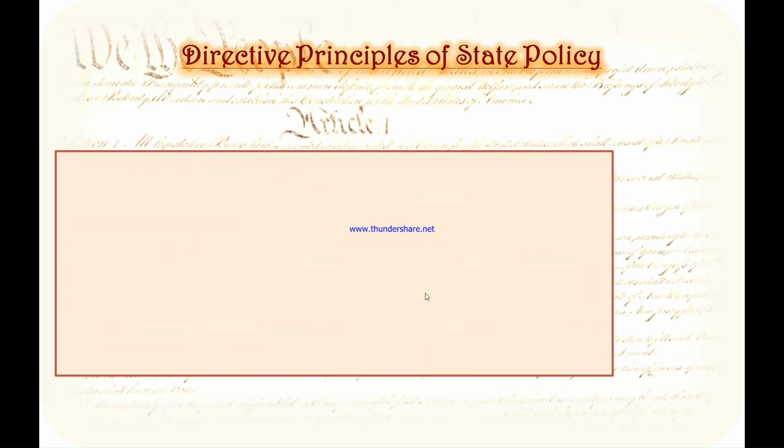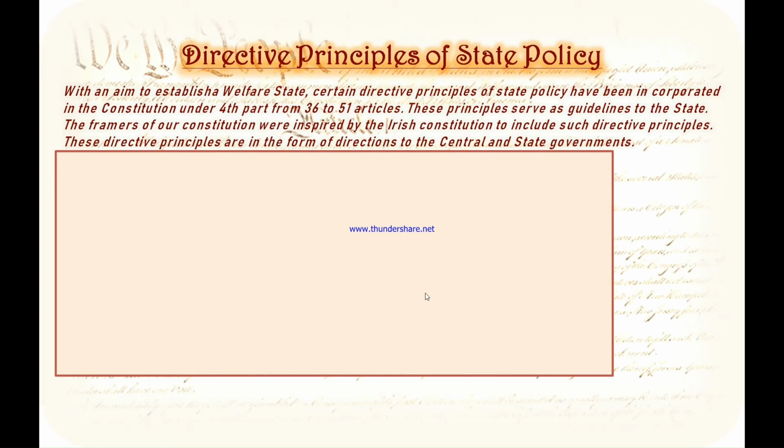Now let's move to the Directive Principles of State Policy. With their aim to establish a welfare state, certain directive principles of state policy have been incorporated in the Constitution under the 4th part, articles 36 to 51. These principles serve as the guidelines to the state. The framers of our Constitution were inspired by the Irish Constitution to include such directive principles. These directive principles are in the form of directions to the central and the state governments.